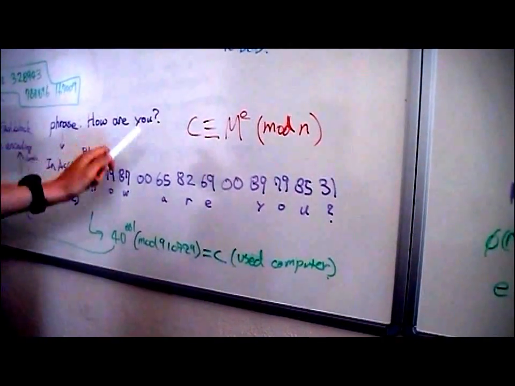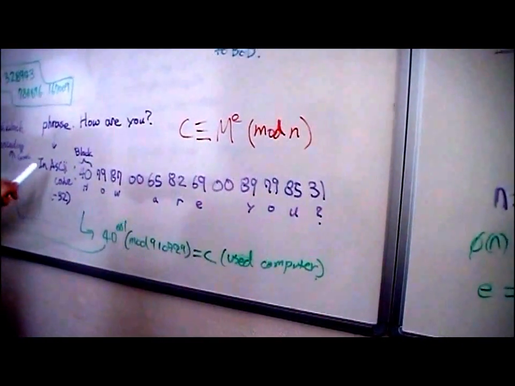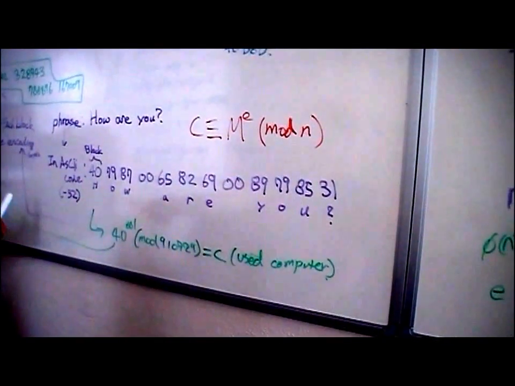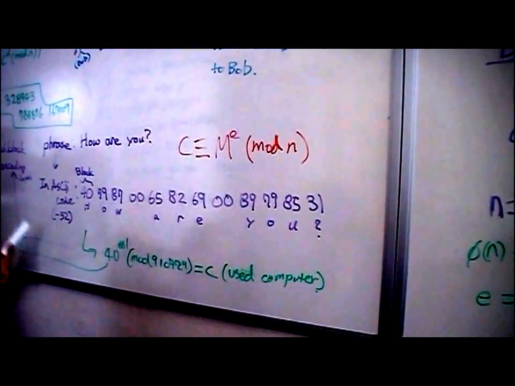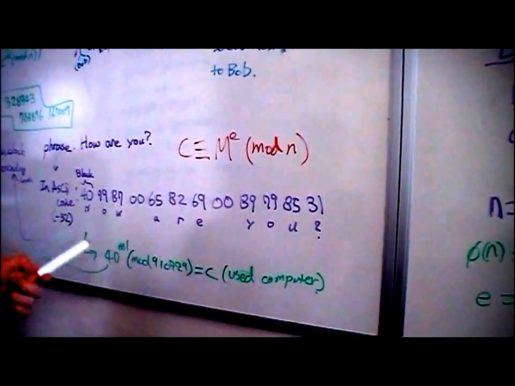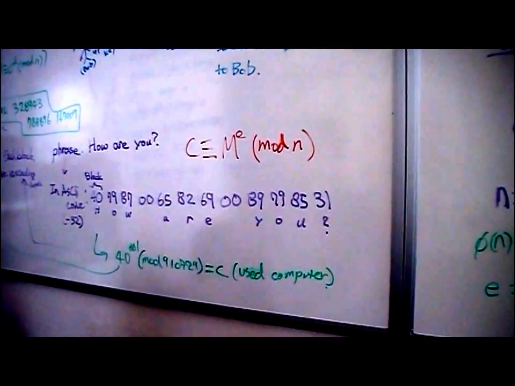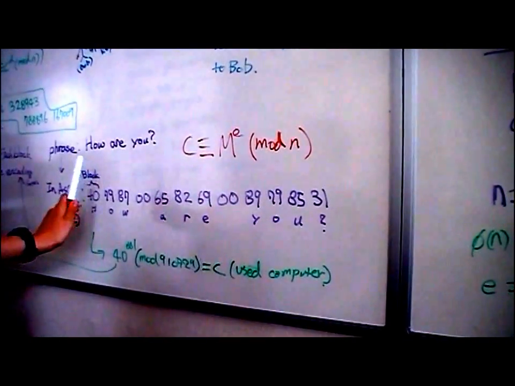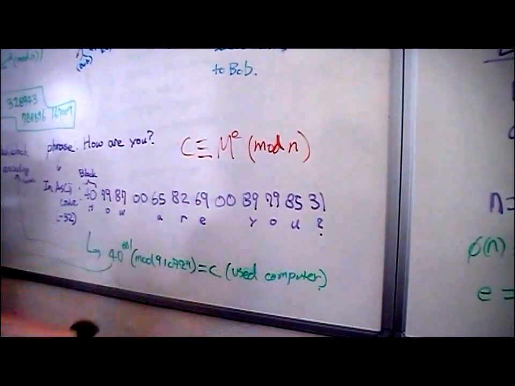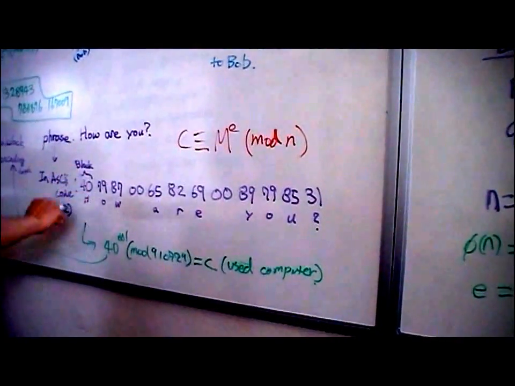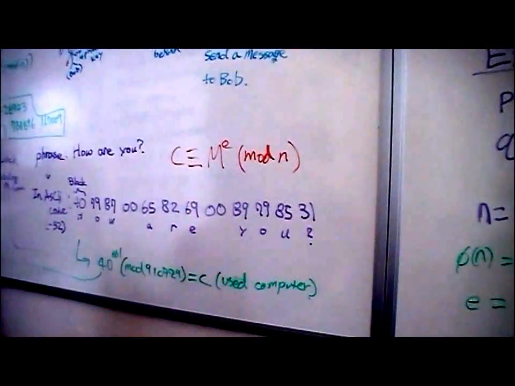I chose "how are you". How are you in ASCII code is 72 and so on. However, if a number goes over 100, it's hard to encrypt. So I deducted 32 from each of them, and I'm going to add 32 after, to make it the same. If I did that, it gets 40, 79, 87, 0, 65, 82, 69, 0, 89, 79, 85, 31. Each of the blocks refers to a letter, and 0 is a space bar and 31 a question mark.